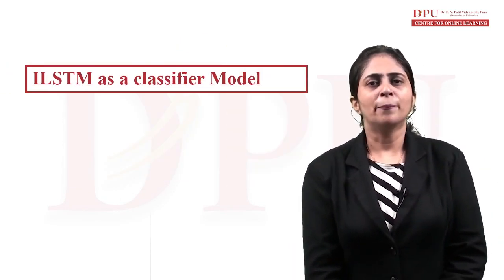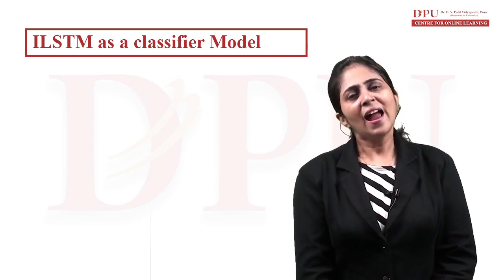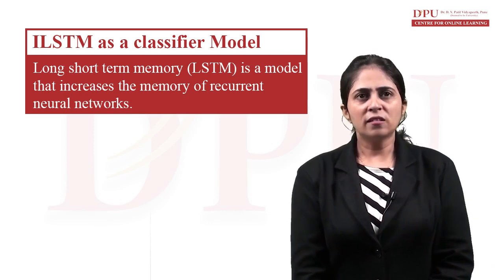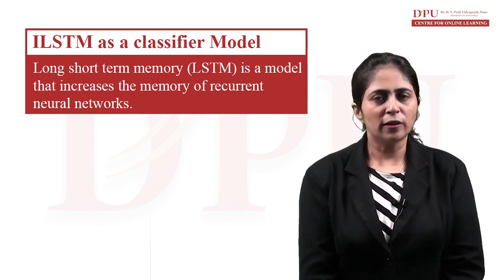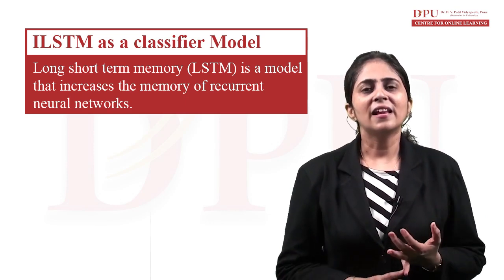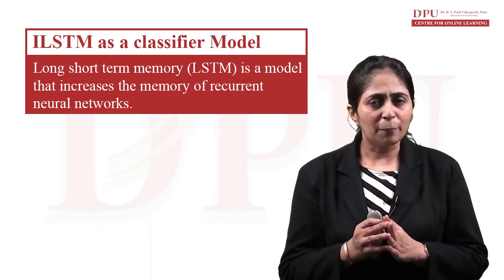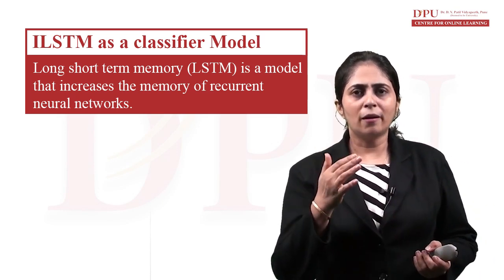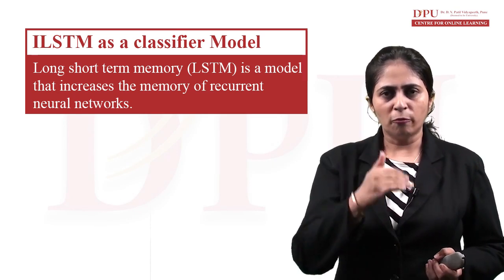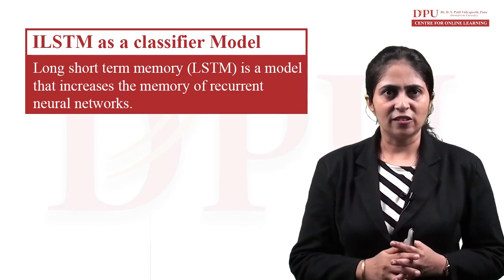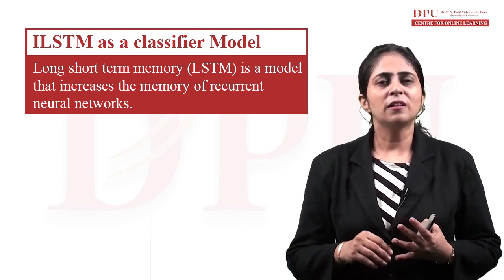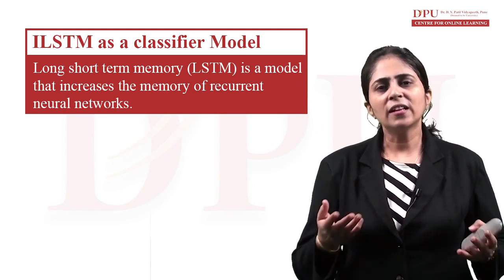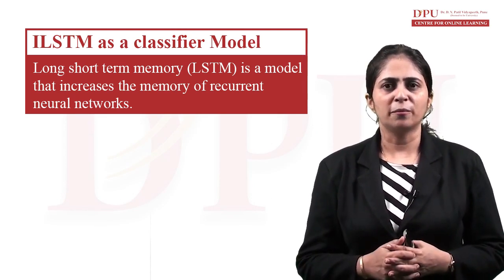Talking about LSTM, long short-term memory, as a classifier model. LSTM is a model which increases the memory of a recurrent neural network. It has a particular unit called memory, which allows the output from one step to be fed back into the previous. So we use LSTM for text classification, as it is effective in memorizing important information.